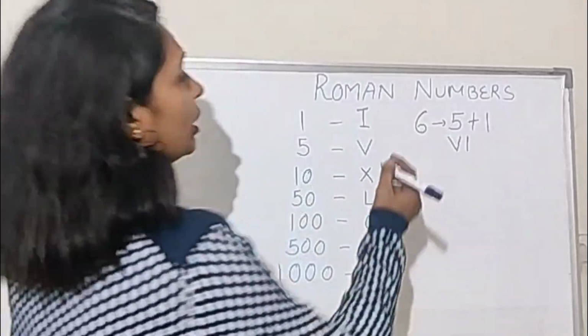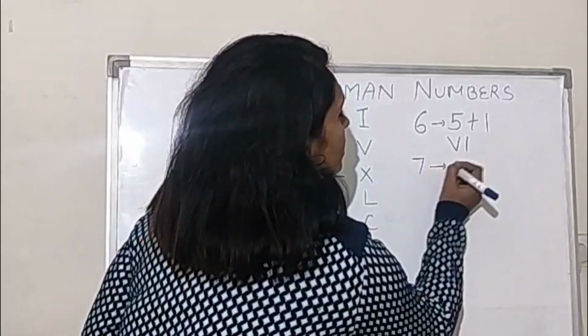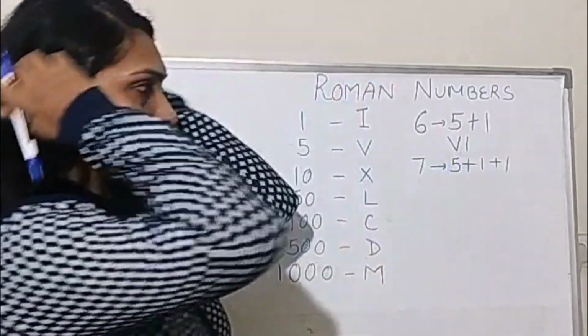Let's understand one more number. Say I have to write 7. So 7 can be written as 5 plus 1 plus 1.